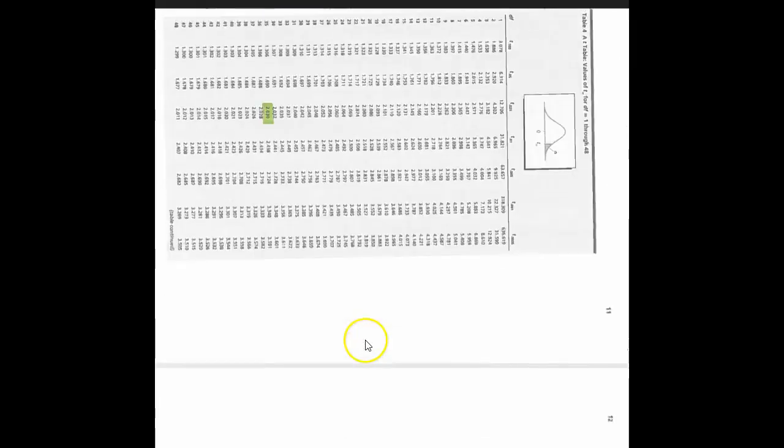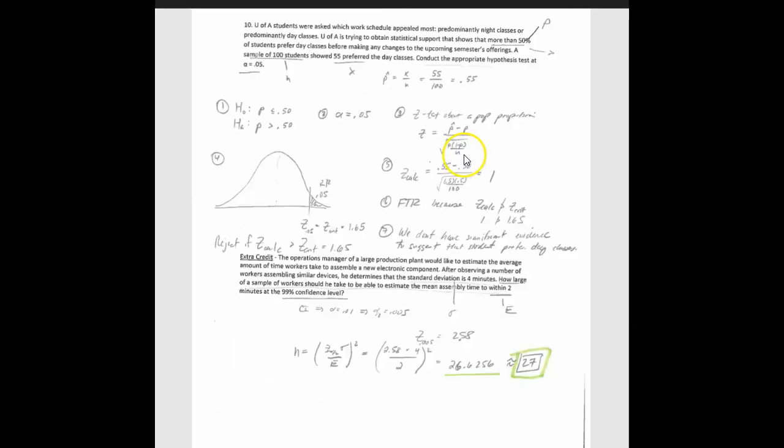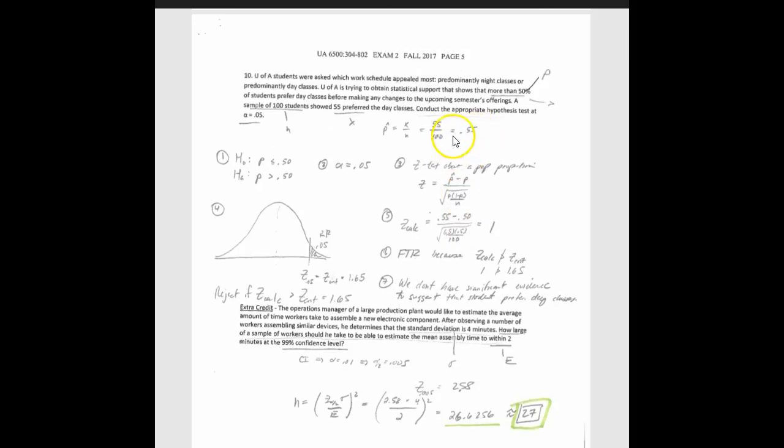Okay, where is it? Testing hypothesis about a population proportion. Z-data is equal to p-hat minus p-naught, all over the square root of p-naught times 1 minus p-naught over n. All right.